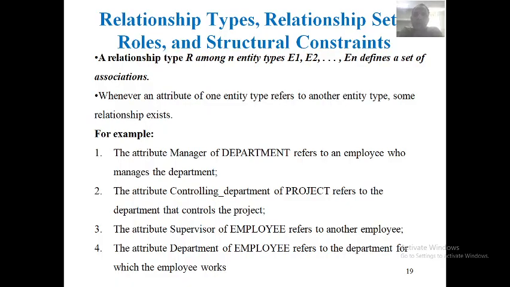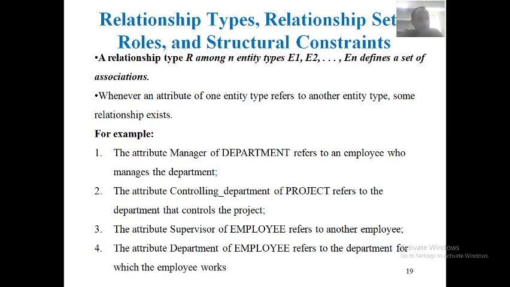Good morning, friends. Today, let us have a discussion on relationship types, relationship sets, roles, and structural constraints. Among these, I'm going to cover only one thing, that is relationship types. Before that, we'll be discussing the company database in detail, so that you can understand each and everything.